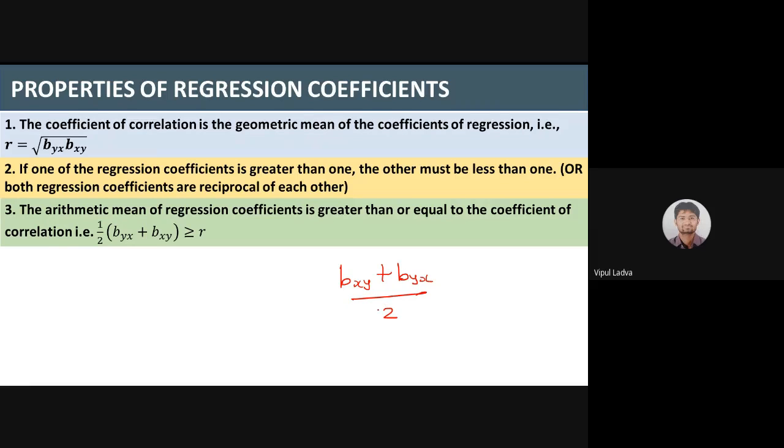If you identify the arithmetic mean of both these regression coefficients, then surely that value will be either equal to r or greater than r. The arithmetic mean of these two will either be r or greater than r. But it is not possible that the arithmetic mean of both will be less than r. So this is the third property. Quite simple, nothing big, nothing more to discuss. You are supposed to remember this.